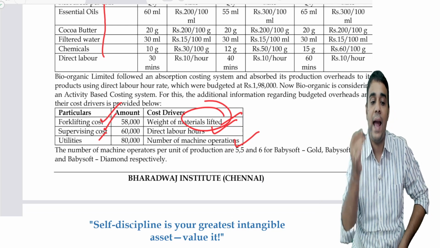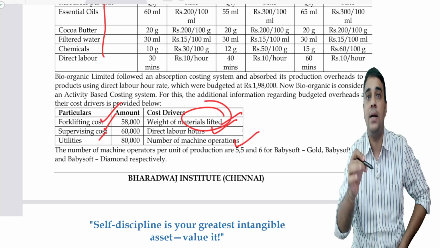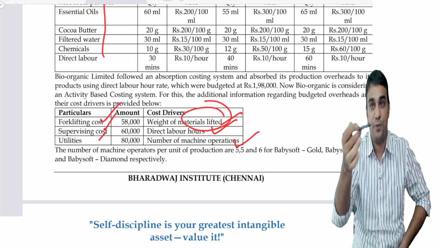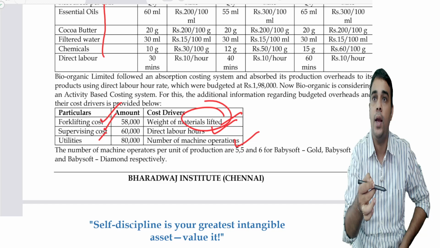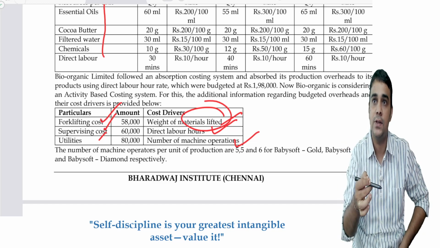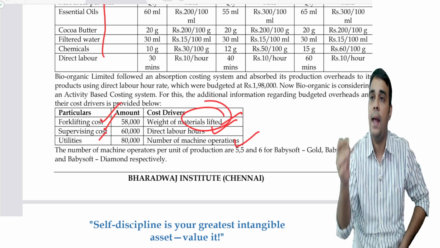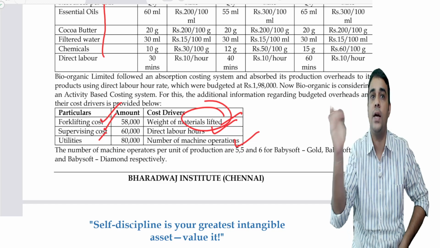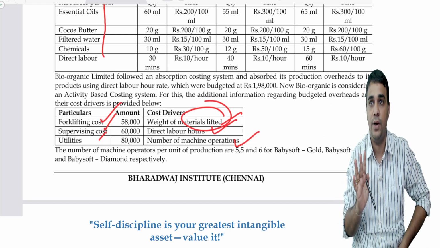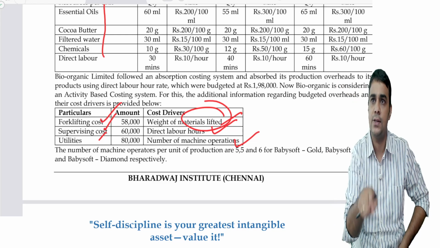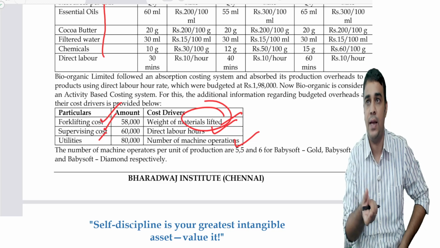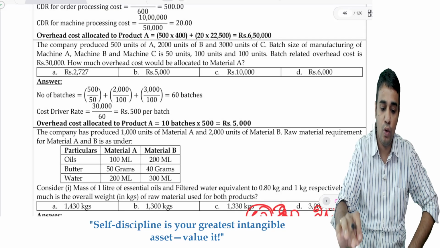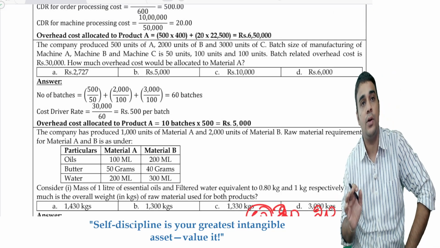For calculating weight, how do I add oil which is in ml and butter which is in grams? I have to add oil in ml, butter in grams, water in ml, chemical in grams. Add everything. In the first question we did 4 kg, 2 kg, 3 kg and directly multiplied. Today's question is exactly the same, only they added extra information. Now I want to know the total raw material used.